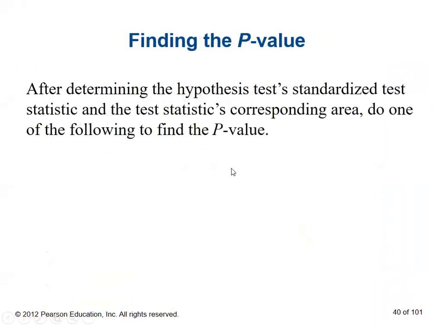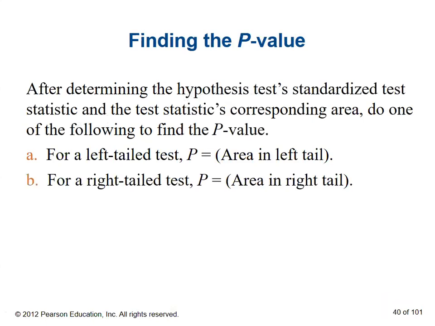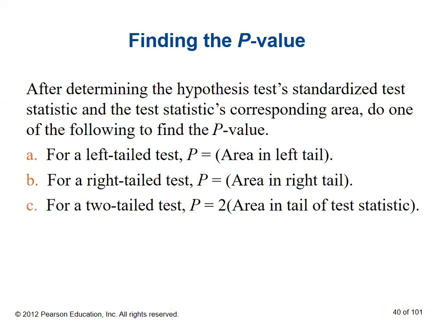So after you determine the standard test statistic and the test statistic's corresponding area, you do one of the following to find the p-value. If it's a left-tailed test, all we're looking for is the area in the left tail. That's going to be my p-value. If it's a right-tailed test, I'm looking for the area in the right tail. If it's two-tailed, it's got to be 2 times the area in one tail, okay?